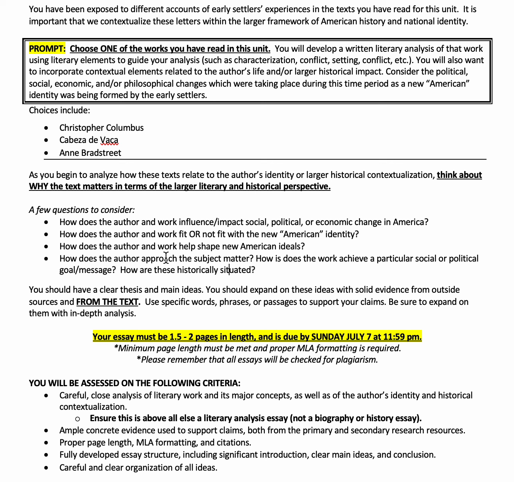And then how does the work achieve a particular goal or message? So, for example, Columbus's work, what kind of goal was he trying to achieve, and how he wrote these letters to Ferdinand and Isabella? Why did he write them the way that he did? Same with De Vaca, same with Bradstreet. Her works were private; they were private poetry. Why is that a unique perspective that we have then?